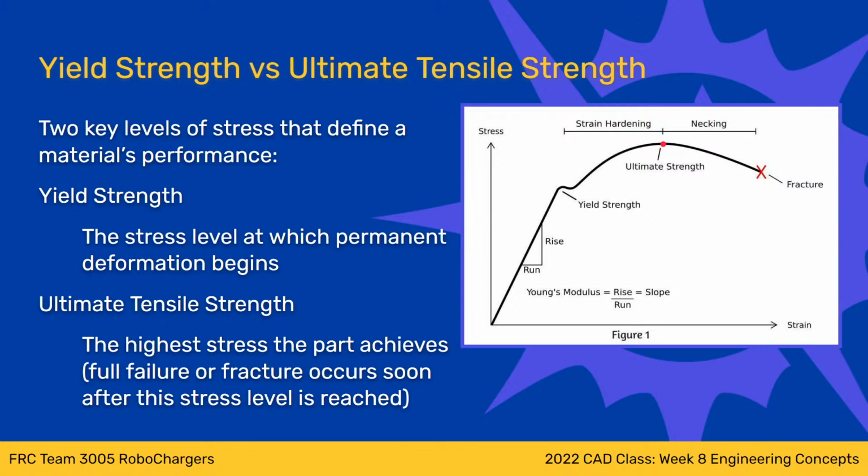Once you reach the ultimate strength, the actual cross-sectional area of the material starts to decrease, and so you get this kind of runaway effect where the cross-section is less, and so the force is not spread out over as large of an area, and failure occurs pretty quickly if you keep pulling on the material. This area is called strain hardening. I really don't want to get too much into this because it's not actually going to affect you very much for FRC, but this is a pretty important concept in general engineering.